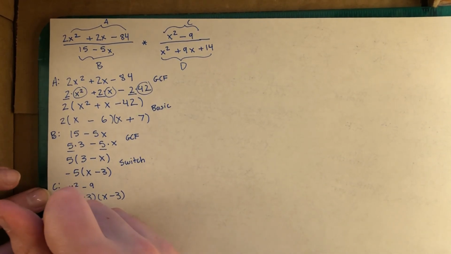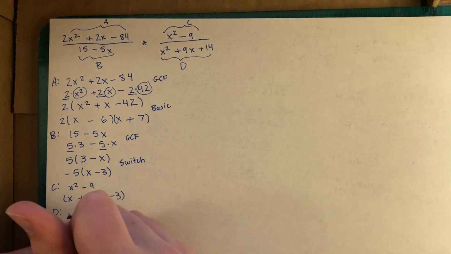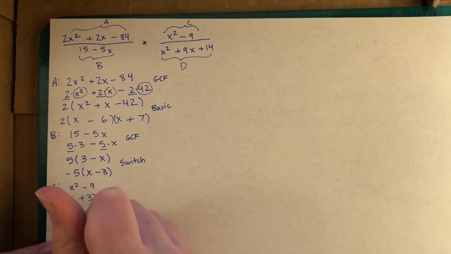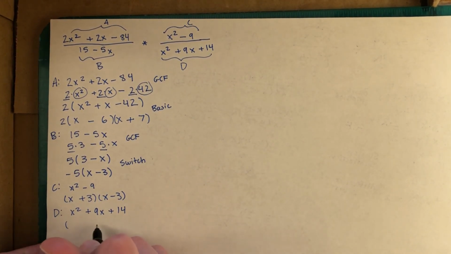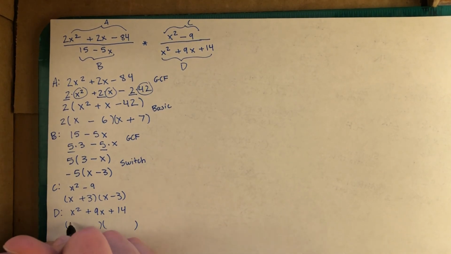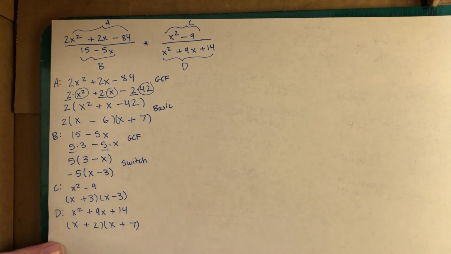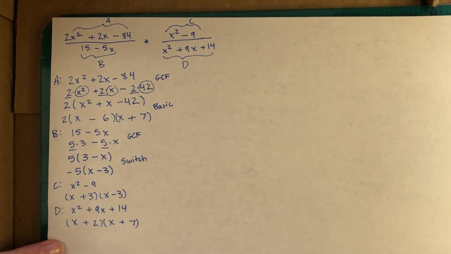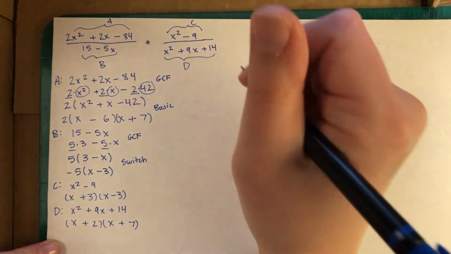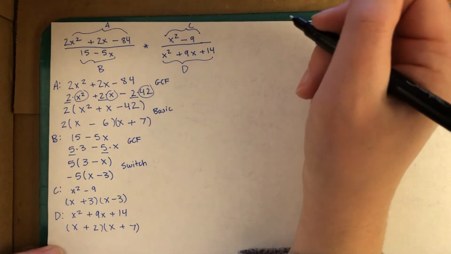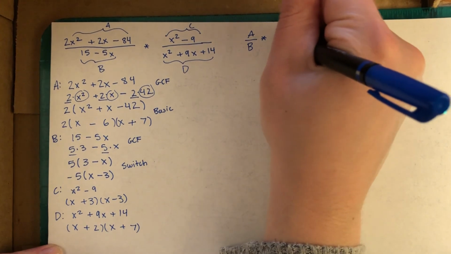And then for D, this is going to be the basic method again. X squared plus 9x plus 14. I want two numbers that multiply to equal 14 and add up to 9. That's 2 and 7. So now once again, I'm going to take all these A, B, C, D pieces and put them where they go based on the original problem. The original problem was A over B times C over D.